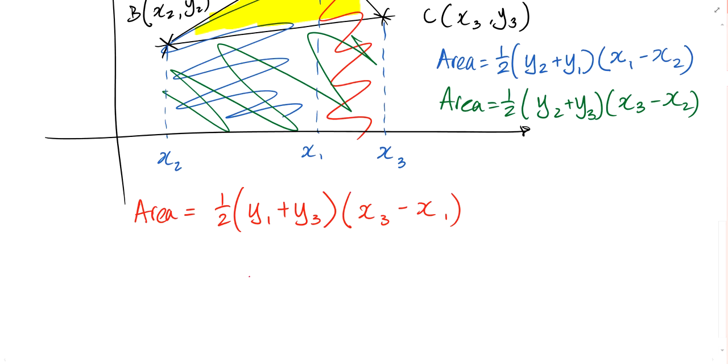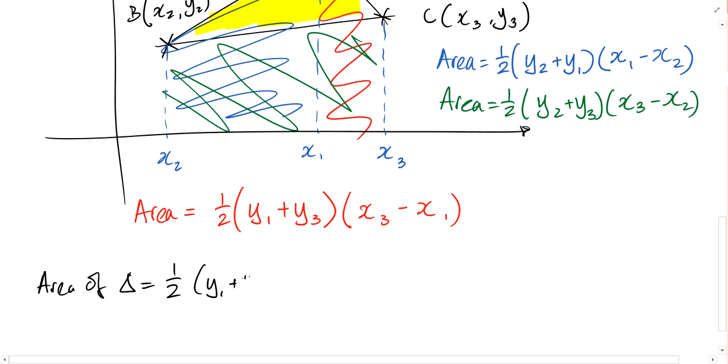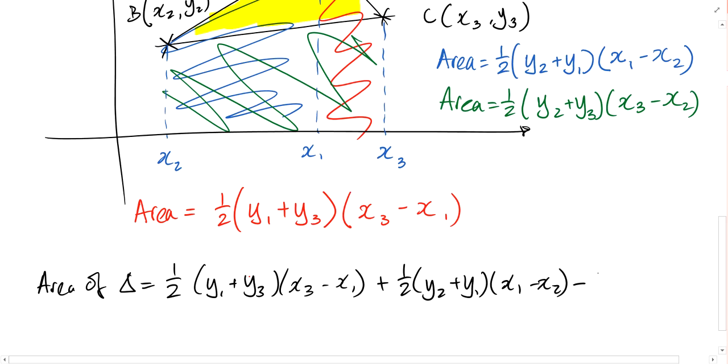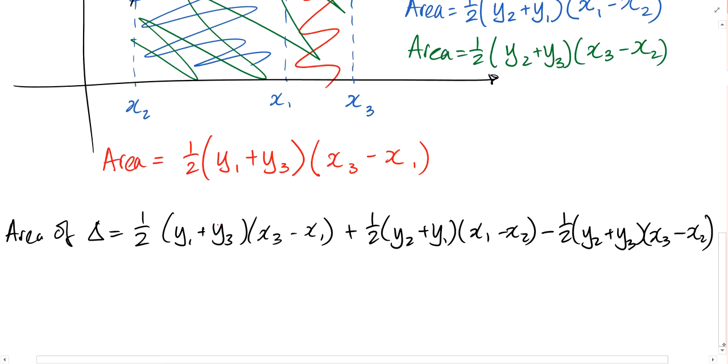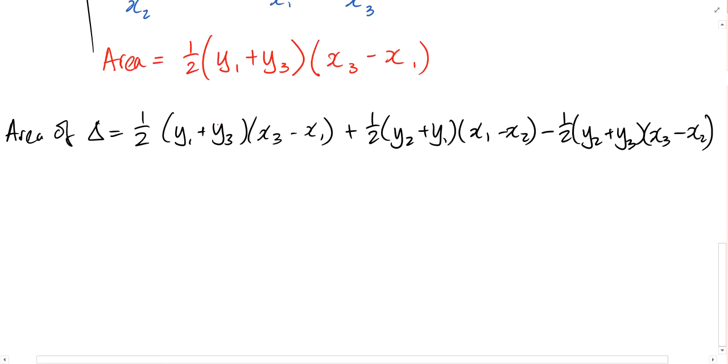Okay, so area of triangle equals to half y1 plus y3 times x3 minus x1. This is red, plus blue, y2 plus y1 times x1 minus x2, minus green, half y2 plus y3 times x3 minus x2. Complicated? Factorize. What can we factorize out? Half. Okay, now big bracket. I unfortunately need to expand. Never mind, 5 minutes can finish one.